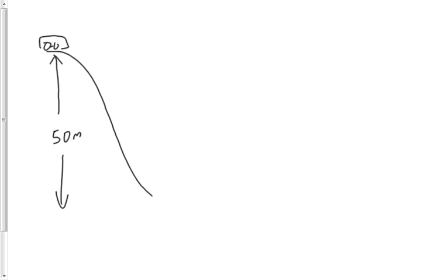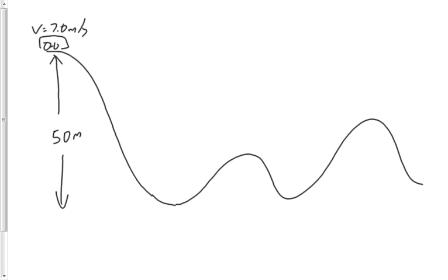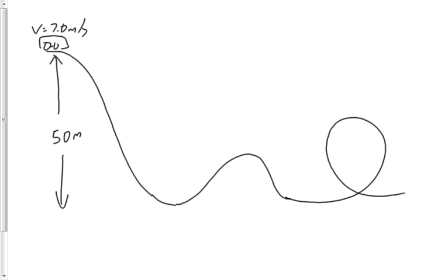Let's say we start off with a speed of 7.0 meters per second right there. And let's say we go down this hill, down to ground level, and then we go up here, and then we go up here again. Oh, let's do this even better. I want to know how fast that car is moving when it's upside down on this loop here, 25 meters above the ground.